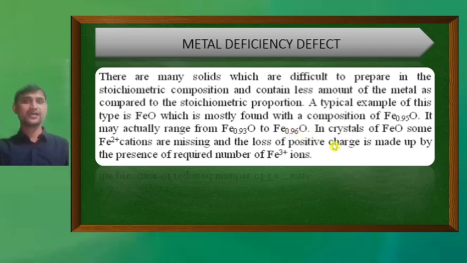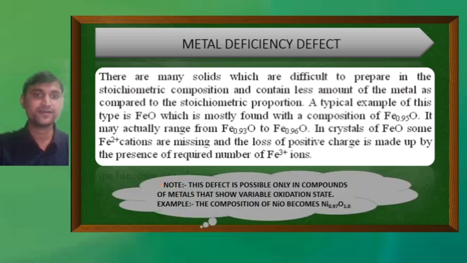In crystalline iron oxide, some Fe2+ cations are missing and the loss of positive charge is made up by the presence of the required number of Fe3+ ions. It means Fe2+ ions are converted into Fe3+ ions. So there is a metal deficiency defect. Note that this is a very important point: this defect is possible only in compounds of metals that show variable oxidation state.